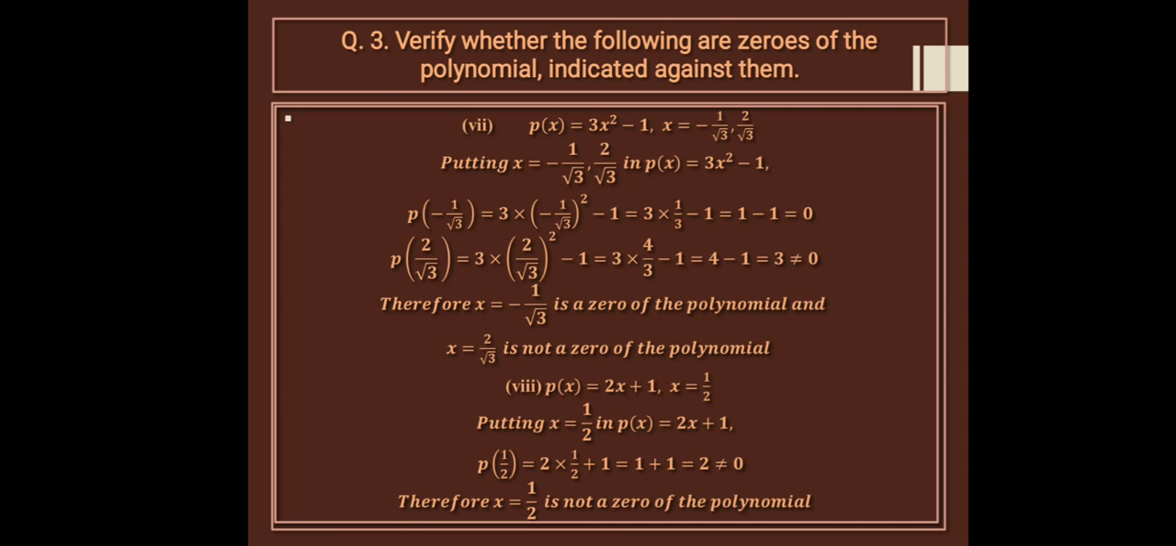But in the second, 2 upon under root 3, the square of this is 4 upon 3. 3 cut by 3 but 4 remains. So 4 minus 1 is 3, that is not equal to 0. So this is not a zero of the polynomial. In the 8th, when we put the value of x equal to 1 upon 2, 2x, 2 into 1 upon 2 equals 1. 1 plus 1, 2, that is also not equal to 0. So this is also not a zero of the polynomial.